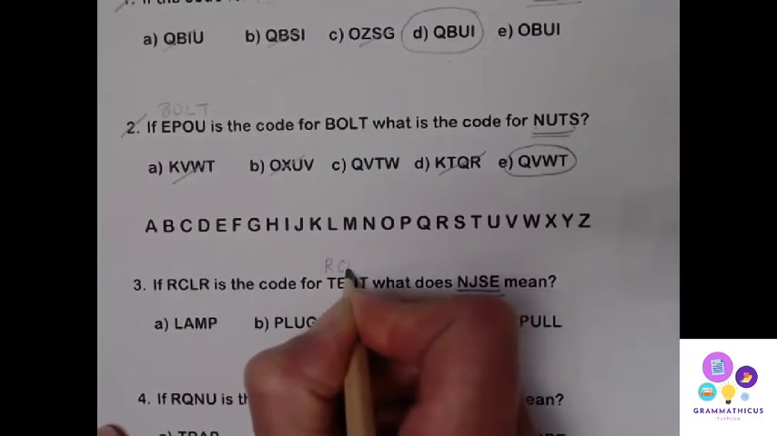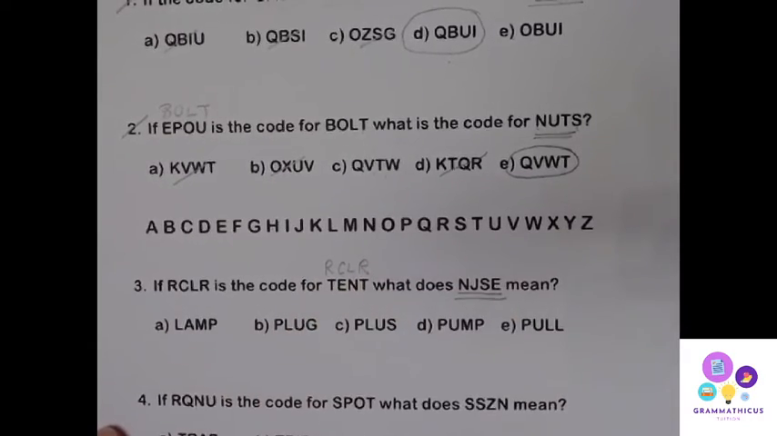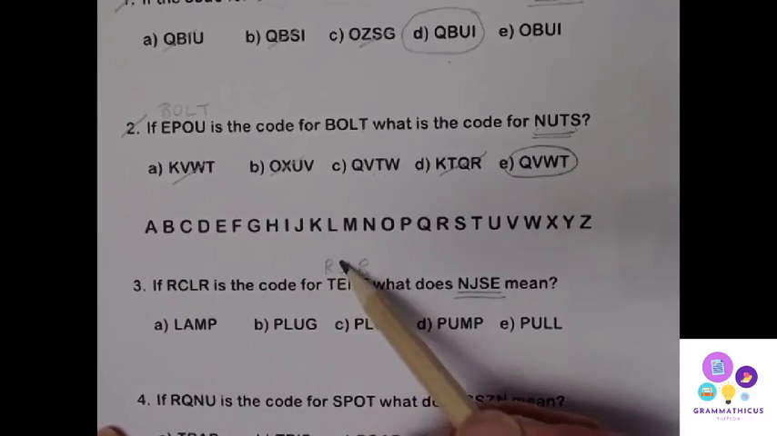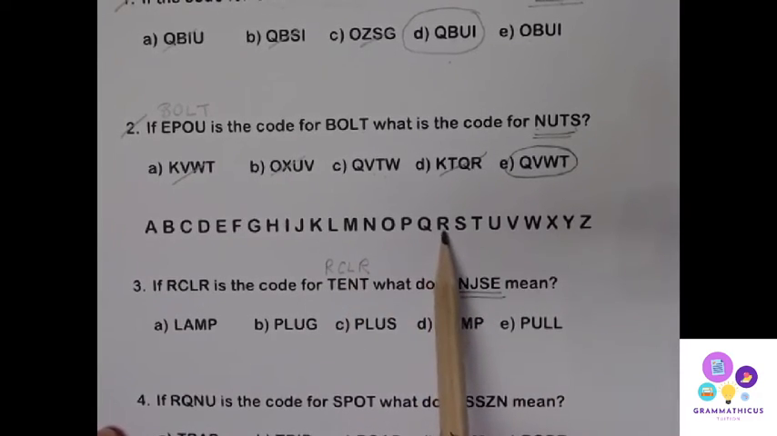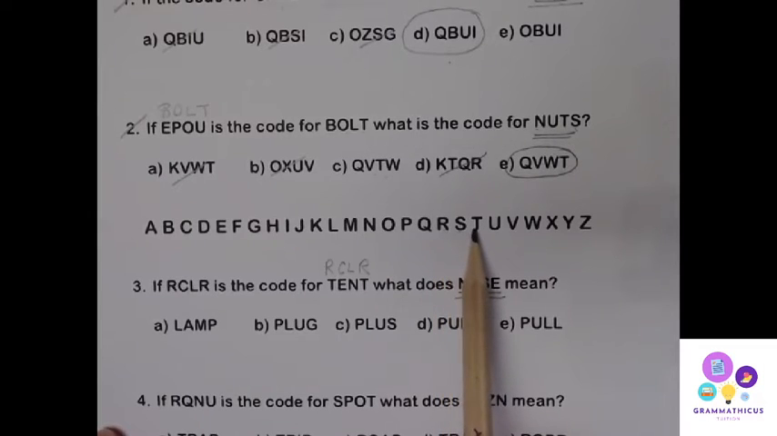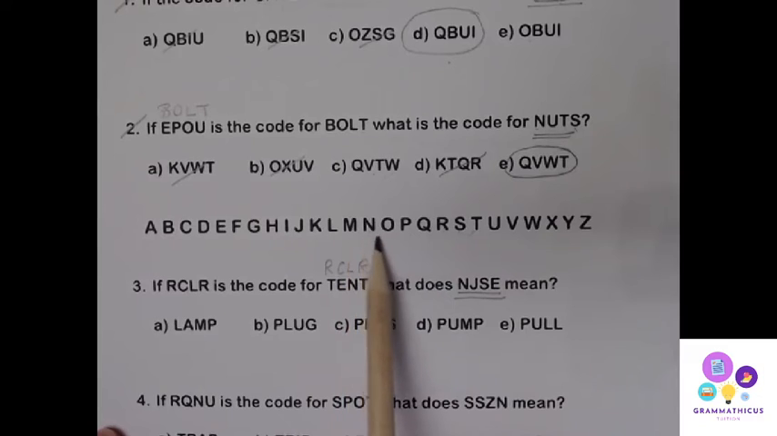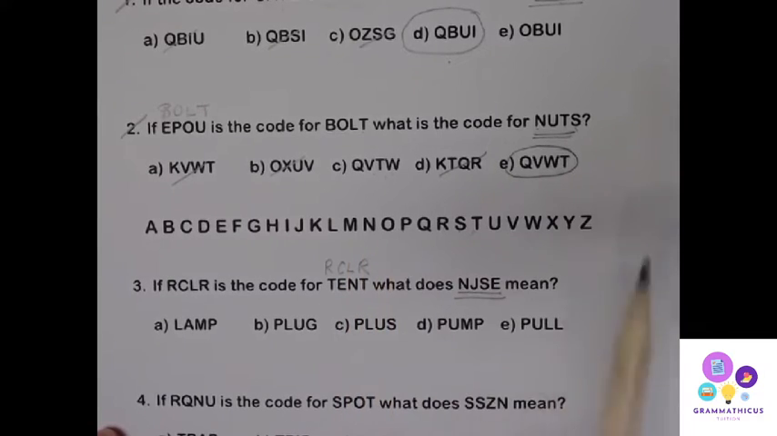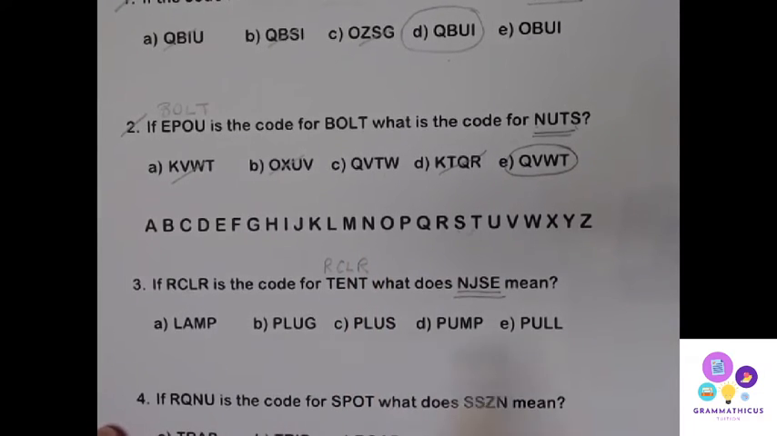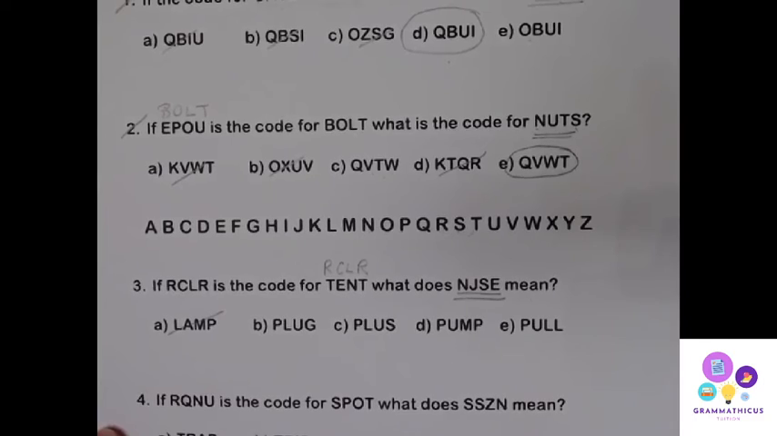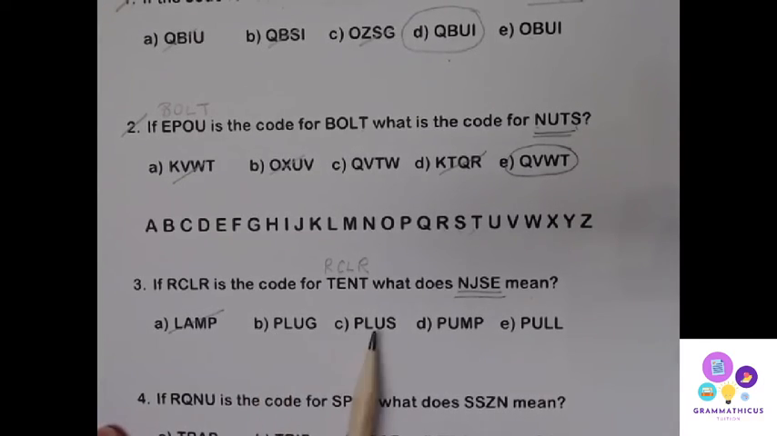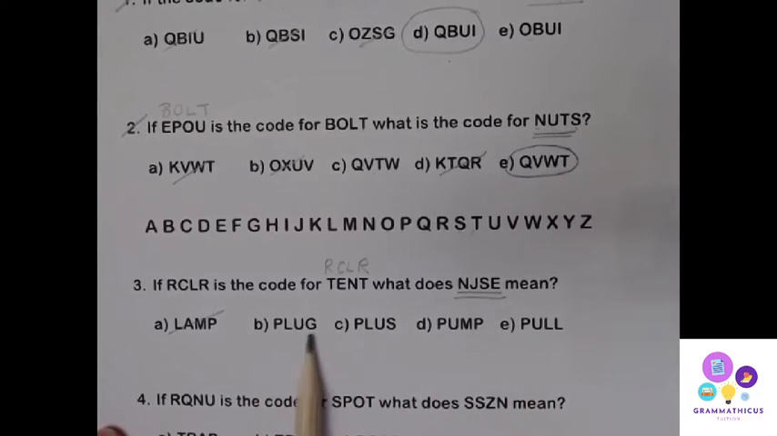R, C, L, R. And we're going to work down in a similar way. R to T. R to T is forward 1, 2. So we're going to go to N and we're going to go forward 2. 1, 2. That gets me to the letter P. Now I can see that most of my answers here start with the letter P, but I can get rid of lamp.